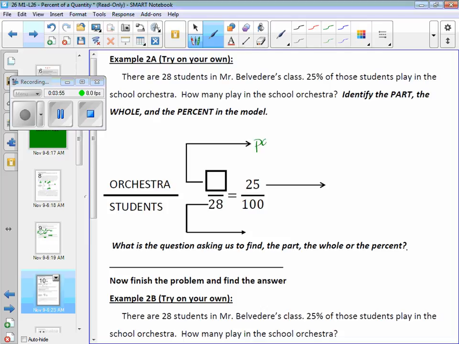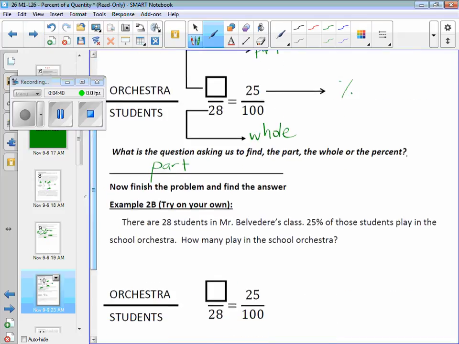Great. Might as well do 28 also, Mike. Part, whole, or percent? And this 25, which they happen to give you. Great. What are they asking us to find? What's missing? I know it seems really basic, but it's going to be important eventually as these get more complicated. Is that the part, the whole, or the percent that they're asking us to find? They gave us the whole, it's 28. They're asking us to find the part.